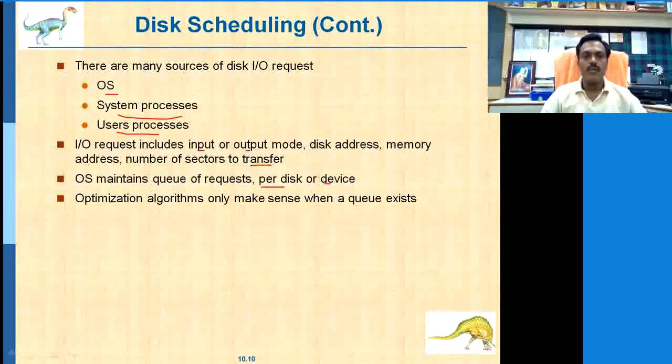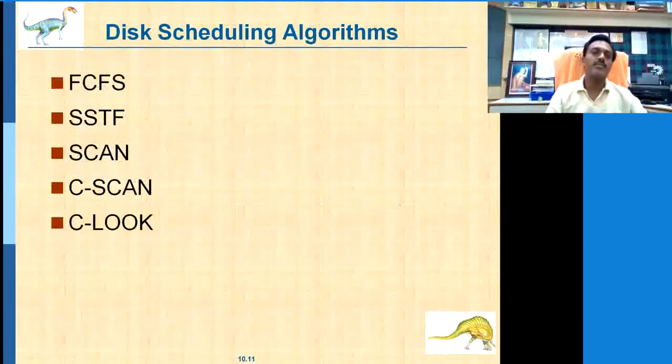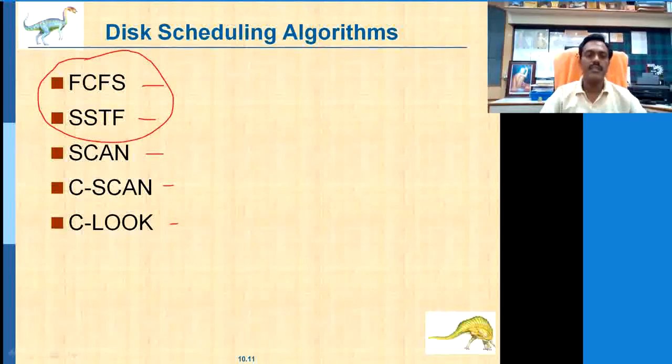Now the optimization algorithm works only when a queue exists. If there is a request and that request gets satisfied at that time only, then there is no question of having a queue and no question of having an optimization algorithm. Now there are different types of scheduling algorithms. The first one is first come first serve, then second is shortest seek time first, third is SCAN, fourth is C-SCAN, C-LOOK. Now in this lecture we are going to discuss the FCFS and SSTF algorithms.